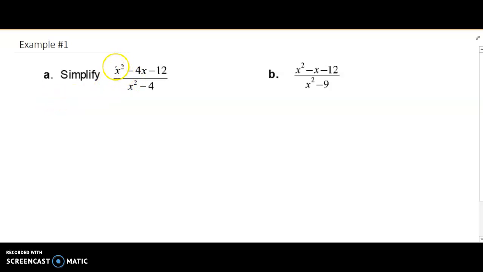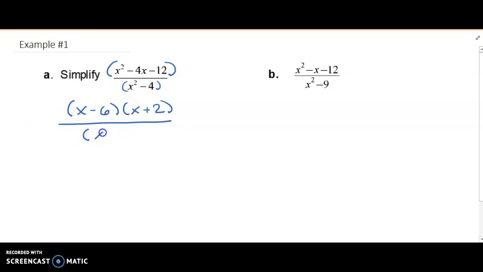Alright, so we can look at this and we can see this numerator here can factor nicely. This will be x minus 6 and x plus 2. Okay, and then the denominator, the x squared minus 4, this is a difference of squares, so it's going to be x minus 2 and x plus 2. Once again, that's just factoring the numerator and the denominator.